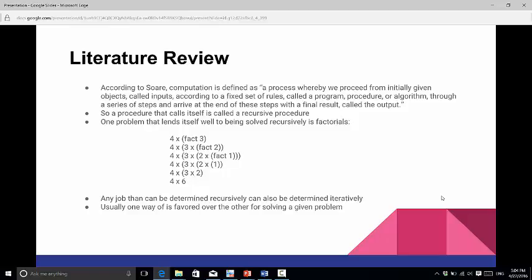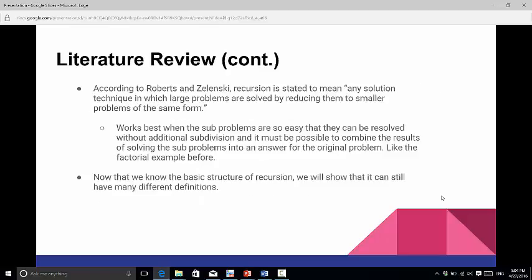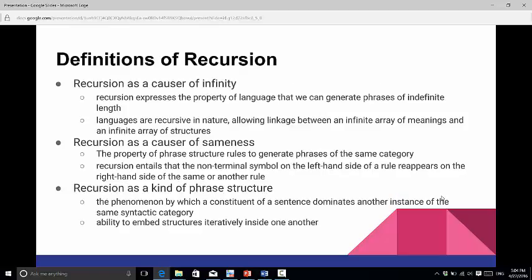One problem that lends itself well to being solved recursively. According to Roberts and Zielinski, recursion is stated to mean any solution or technique in which large problems are solved by reducing them to smaller problems of the same form. So this works best when the subproblems are easy and can be resolved without much more subdivision, and can be combined pretty easily back to solve the original problem, like the factorial problem above.